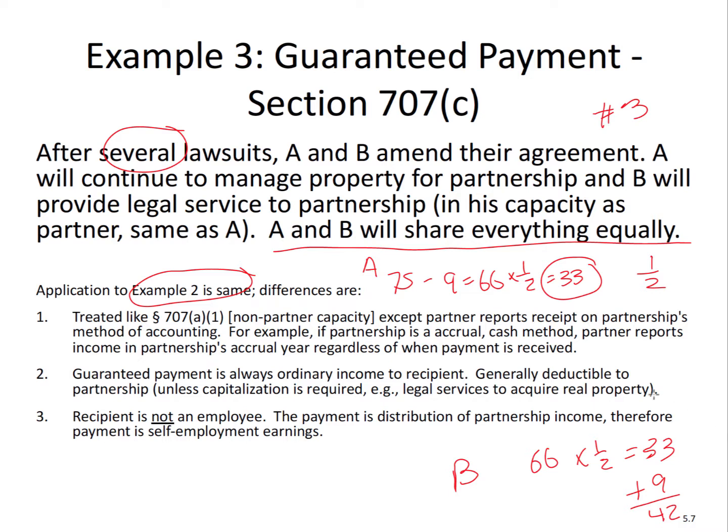42 of ordinary income. Now the difference, again, is that you look at the method of accounting. The distinction from example 2 is that you use the accrual method, not the cash method. A guaranteed payment is always ordinary income, so it's never capital. And then the recipient cannot be an employee, we saw that.